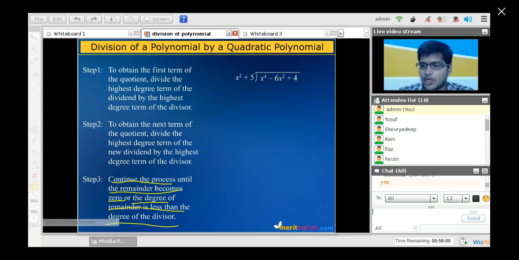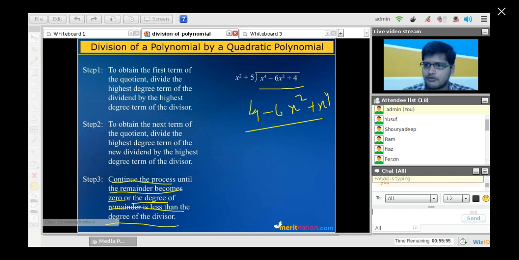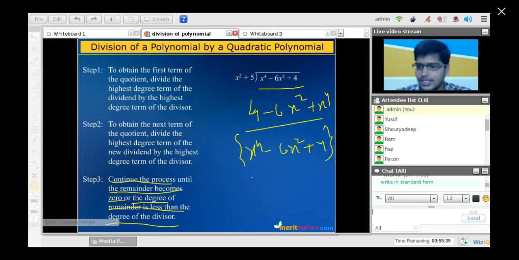And one more important thing you need to observe here. Suppose the dividend is given as 4 minus 6x squared plus x power 4. Then you need to rearrange the terms in descending order of their degree. It is nothing but x power 4 minus 6x squared plus 4. Write in standard form.